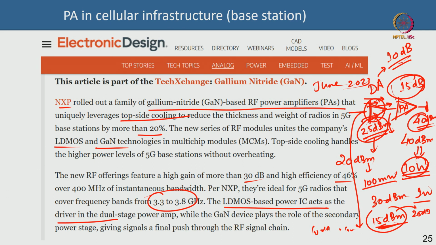It's a two stage, for instance, or maybe the driver amplifier is here. Okay, so that LDMOS is used as a driver amplifier, and the GaN plays the role of the secondary power stage, giving signals a final push. So the power amplifier might be made of gallium nitride. Maybe there are two stages of power amplifier, not one stage but two stages. The second stage is of gallium nitride. So it could be something like that. So this is just to tell you that gallium nitride and LDMOS are now coexisting, but gallium nitride is coming up with better and better solutions for these wireless cell phone applications.